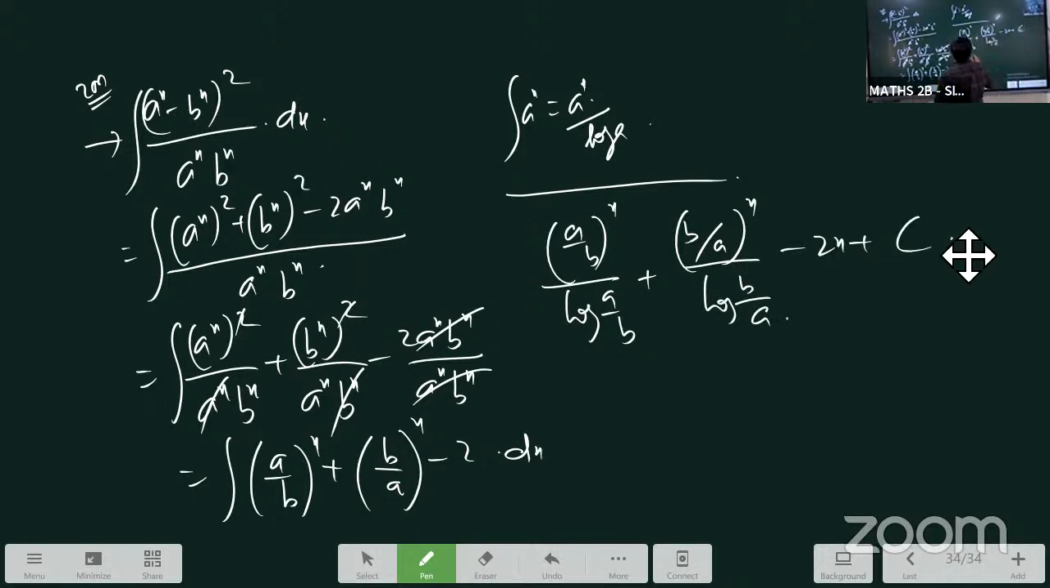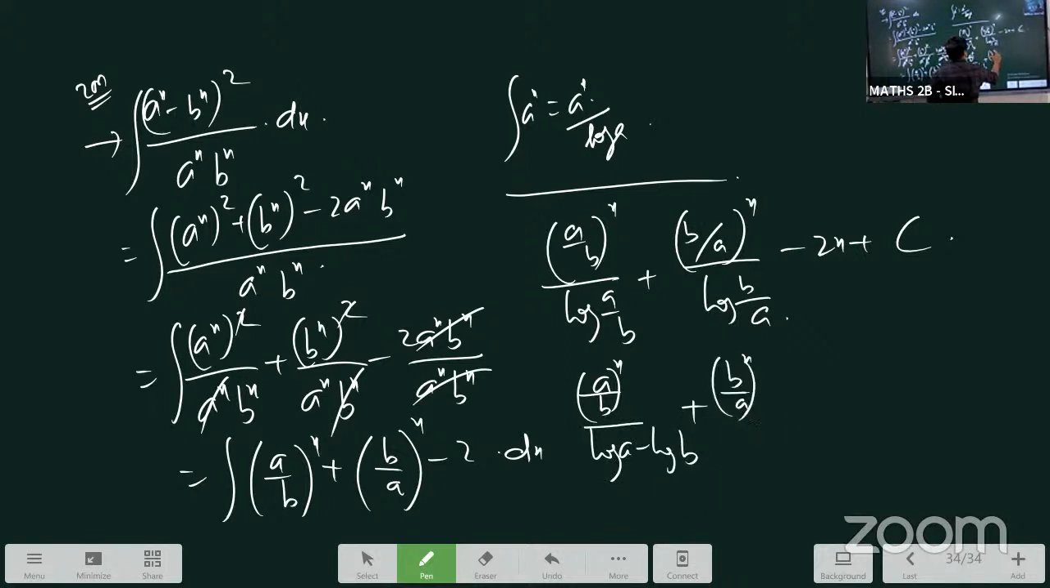Is it clear? So a by b whole power x by log a minus log b, plus b by a whole power x by log b minus log a, minus 2x plus c. That's all. So for today we'll stop here. Very important for 2 marks this is. We'll continue tomorrow.